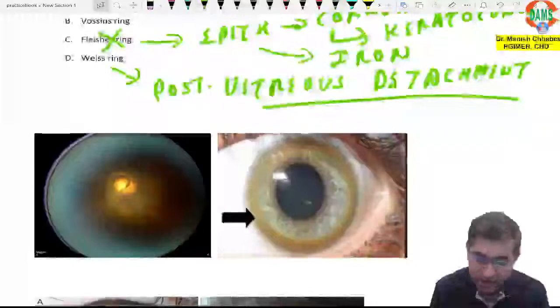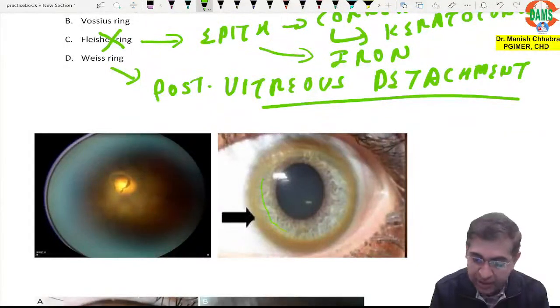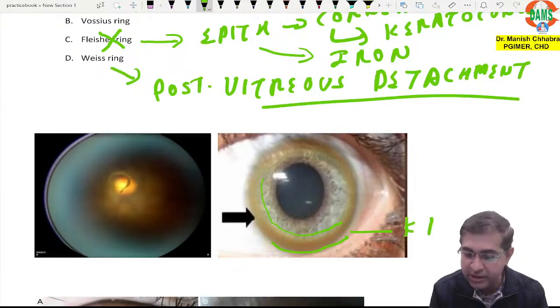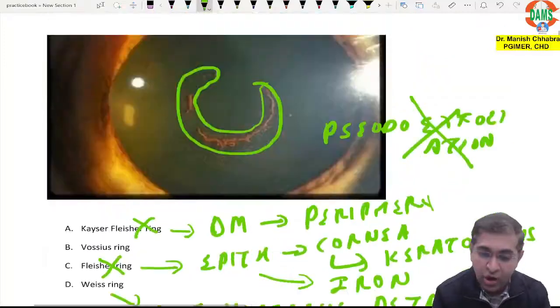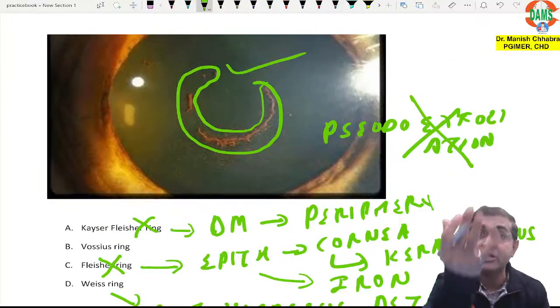Now check this out. Can you appreciate this brown ring at the periphery of the cornea? So boys and girls, this is your KF ring. But in this case, you saw it in the center, that means anterior lens capsule.